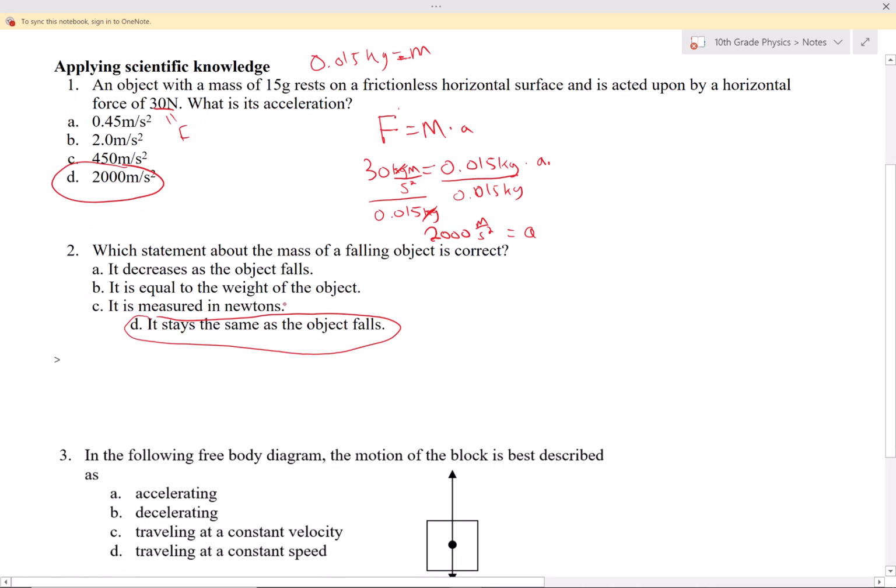Weight is measured in newtons, not mass. Weight is not the same as mass, right? Weight is a force, right? Weight is mass times acceleration. And mass is not going to decrease if you're falling, right? Mass should stay the same unless you remove something from it. So that one should be D.